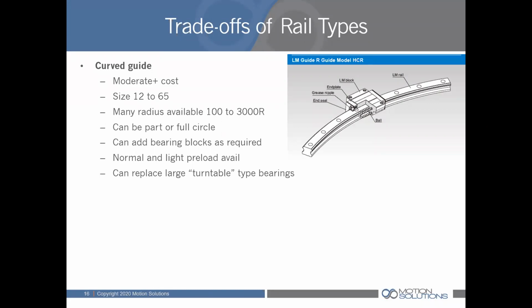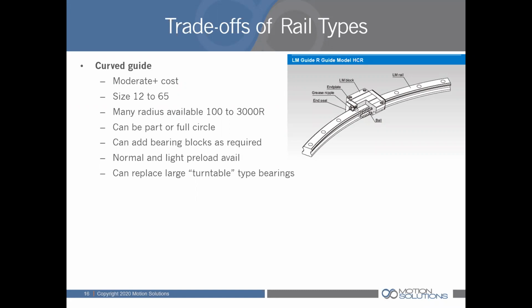One other type that I wanted to mention was the curved LM guide. Now this is a type of square rail. This type has 4 recirculating rows of balls, but the rail is ground in a circular arc. What this would be replacing would be typically like a large turntable bearing or thin section bearing.